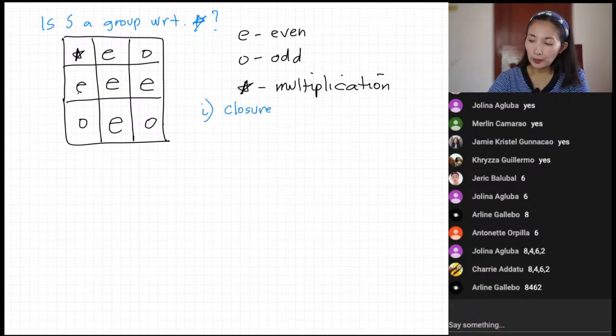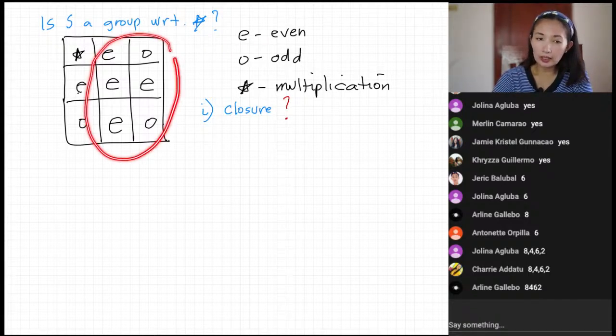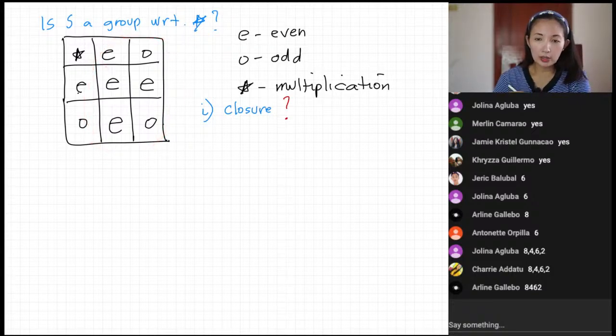Is closure property satisfied? Yes, look at the entries in the table. All elements of the set, E and O, E and O. No foreign element. So, answer here, yes. It is closed. Closure property is satisfied. Next, number 2.